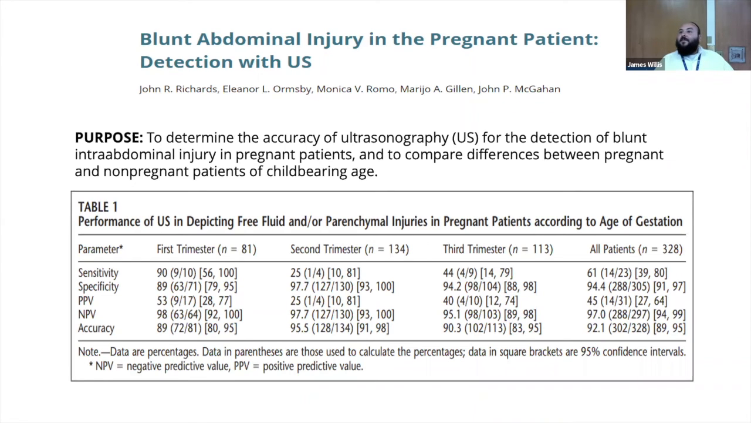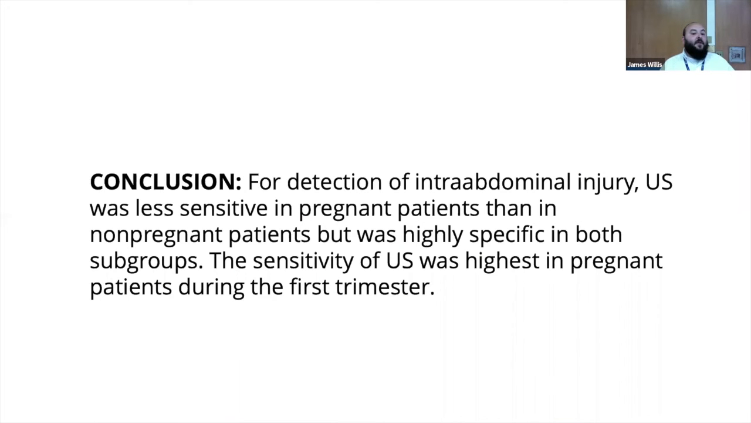The mean age of the pregnant group was 24.7. The mean age of the total group was 27. They compared the surgical reports with the ultrasound as well as CT reports. And what they found in the pregnant patients, the sensitivity of ultrasound decreased to 61%, and the specificity was still 94%. The conclusion of that study was that for the detection of intra-abdominal injury, ultrasound was significantly less sensitive for pregnant patients, but the specificity was still about the same. However, the sensitivity was highest during the first trimester.